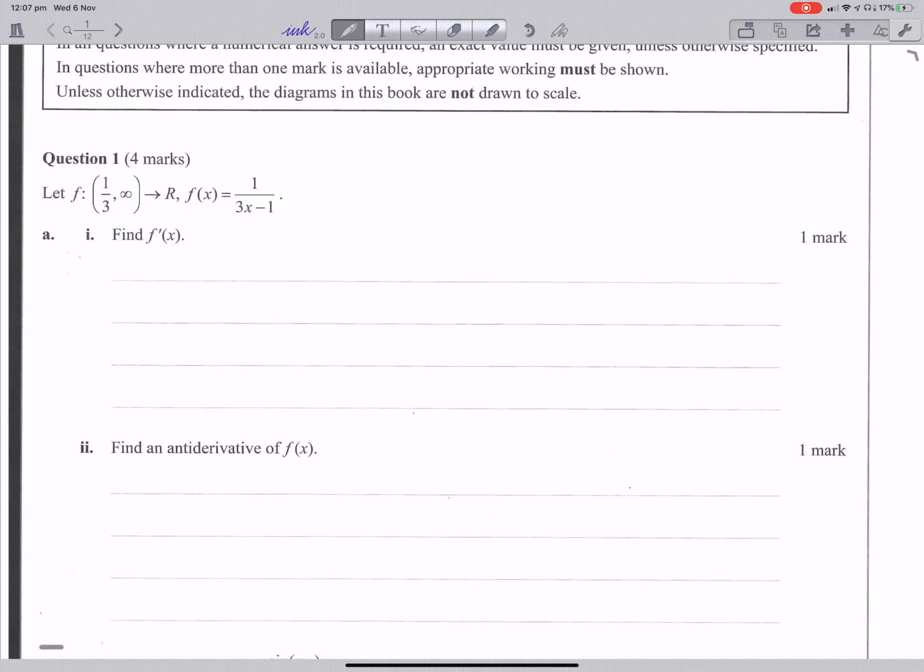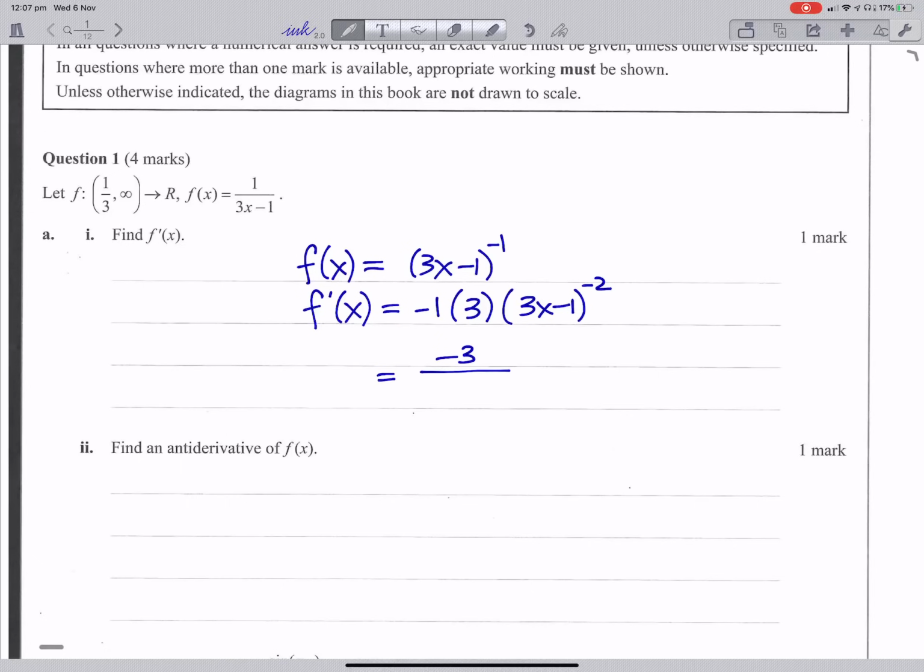Oh no, sorry, differentiate this. So first I would rewrite it. I'm using blue just because I know you have to use a pen instead of a pencil. So f of x is 3x minus 1 to the negative 1. Of course, we need to use the chain rule. So we bring the negative 1 down the front, multiply it by the derivative of the bracket, multiply it by the bracket, and subtract 1 from the power. So f dash of x is negative 3 on (3x minus 1) squared.